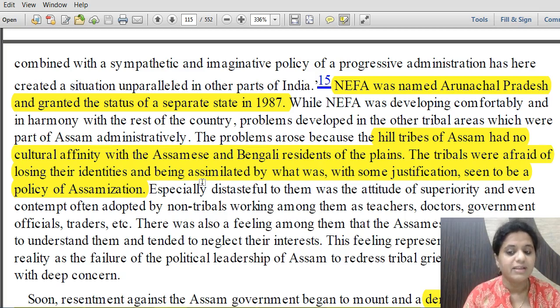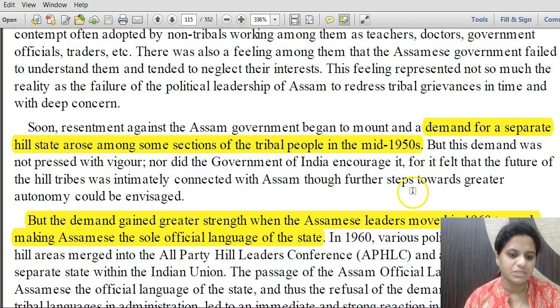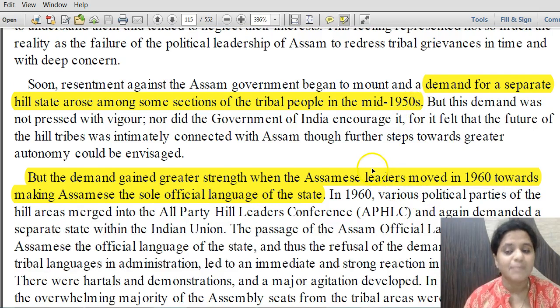So it was felt there was Assamization taking place, that the hill tribes of Assam were losing their cultural identity. That was the fear. So a demand for a separate hill state arose among some sections of the tribal people in the mid-1950s, because they did not want Assamization to take over their culture.